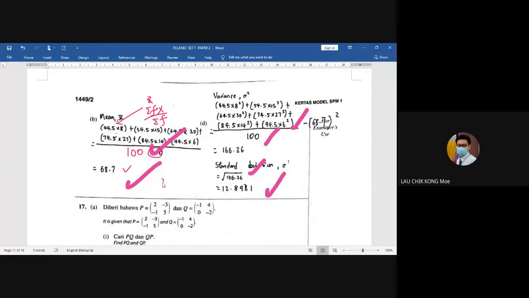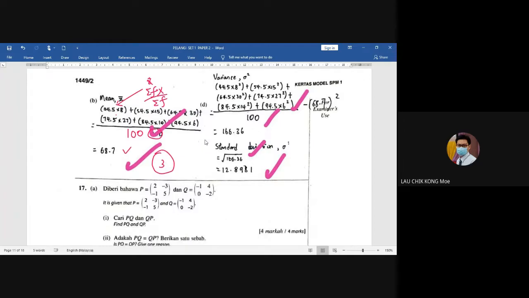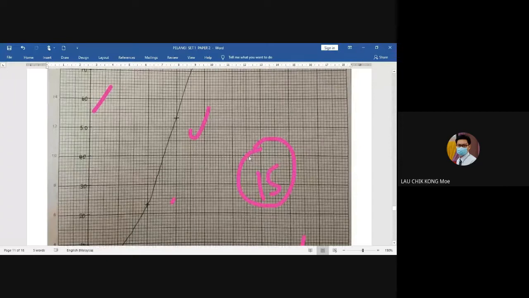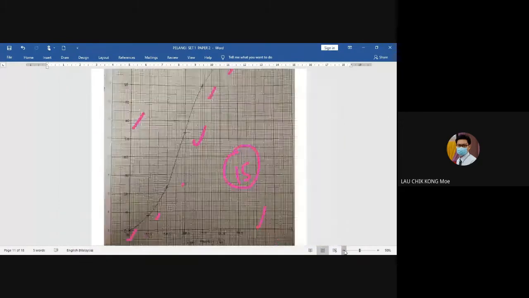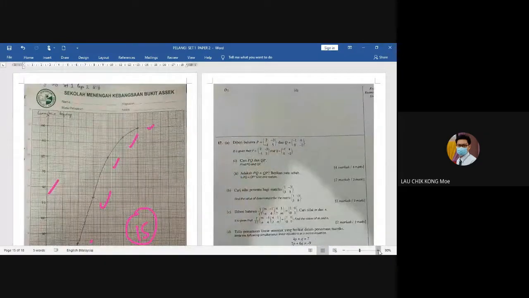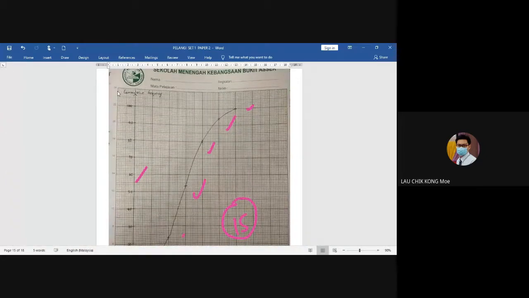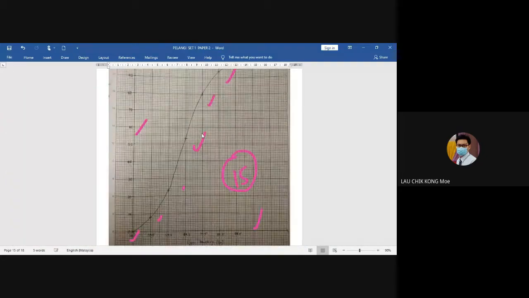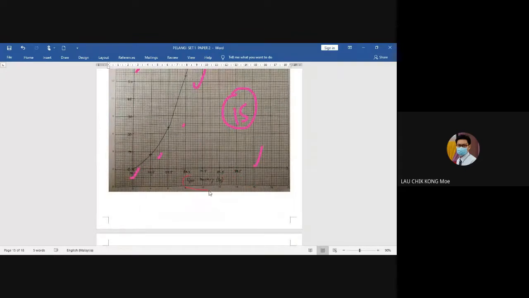Mean, 3 marks. Then section C is asking you to draw the ogive. This is the ogive: cumulative frequency against upper boundary. So start from 39.5 until 99.5. Then for the y-axis, cumulative frequency, we use 2 cm to 10.